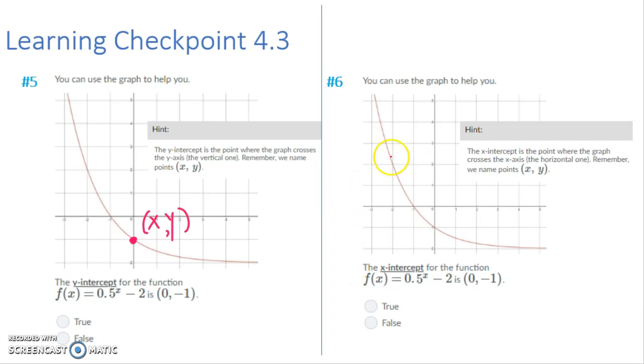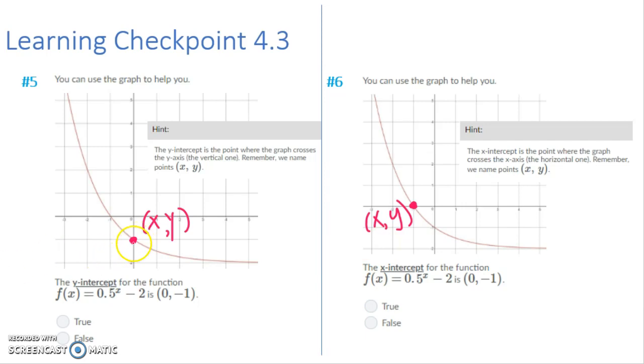And the x-intercept is the location where we cross the x-axis. That would be this point right here. And again, we label points with their x-coordinate first, then their y-coordinate, and so you will select either true or false if this point is (0, -1).